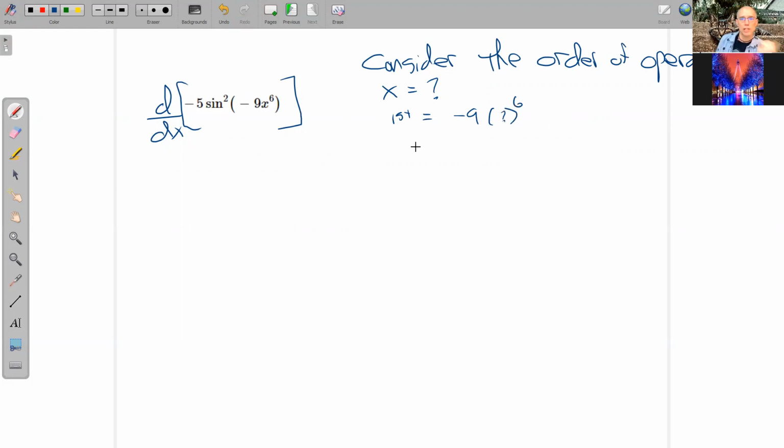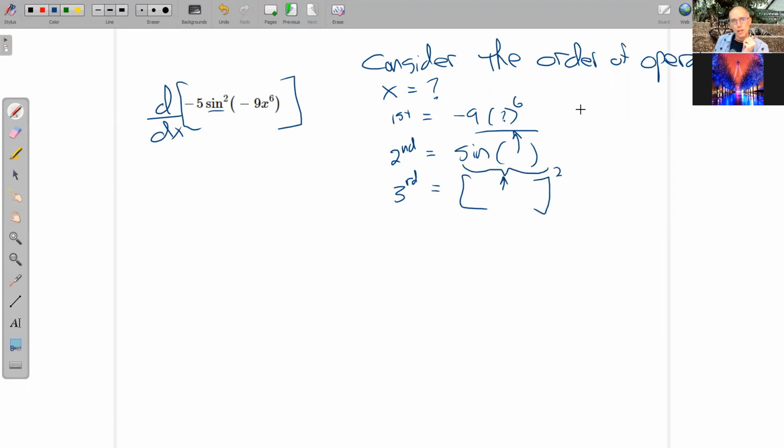What's going to happen next? Second thing that's going to happen is before I can square, I've got to figure out what the sine is there. So the next thing is, what is the sine of that answer above? Once I know the sine, then the third thing that's going to happen is I get to square whatever I found from above.